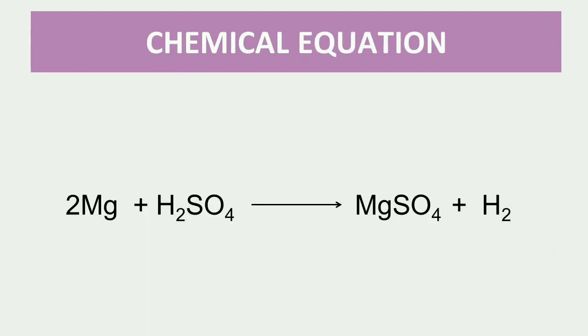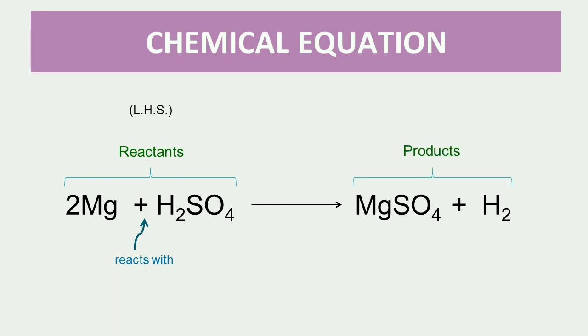While writing a chemical equation, the symbols and formulae of the reactants are written on the left hand side and these are separated by a plus sign, which means reacts with. The symbols and formulae of the products are written on the right side and these are separated by a plus sign, which means also or along with. The two sides of the equation, that is reactants and products, are separated by an arrow pointing towards products, which means to produce or to give.